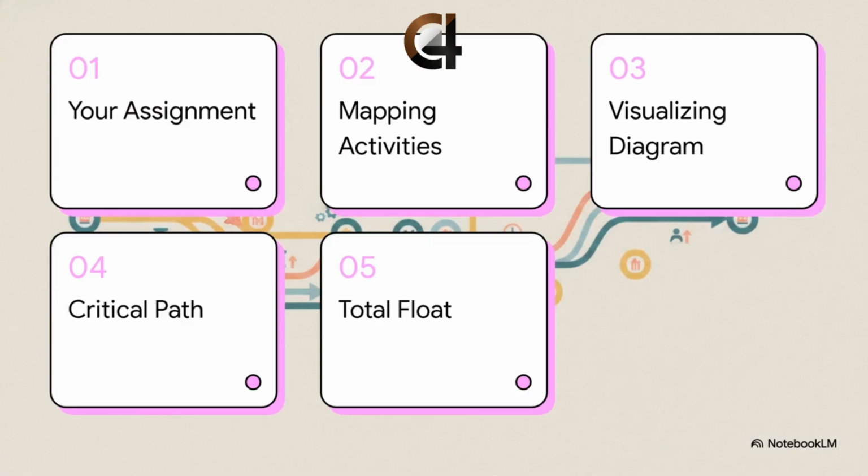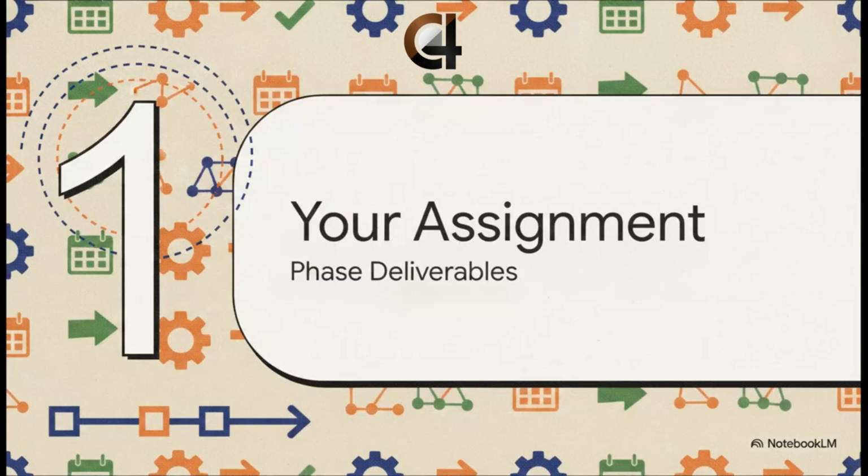To make sure this development stays right on schedule, we're going to follow a straightforward 5-step roadmap. 1. Your assignment. 2. Mapping activities. 3. Visualizing the diagram. 4. Finding the critical path. And 5. Calculating total float. Let's kick things off with step 1, your assignment and phase deliverables.